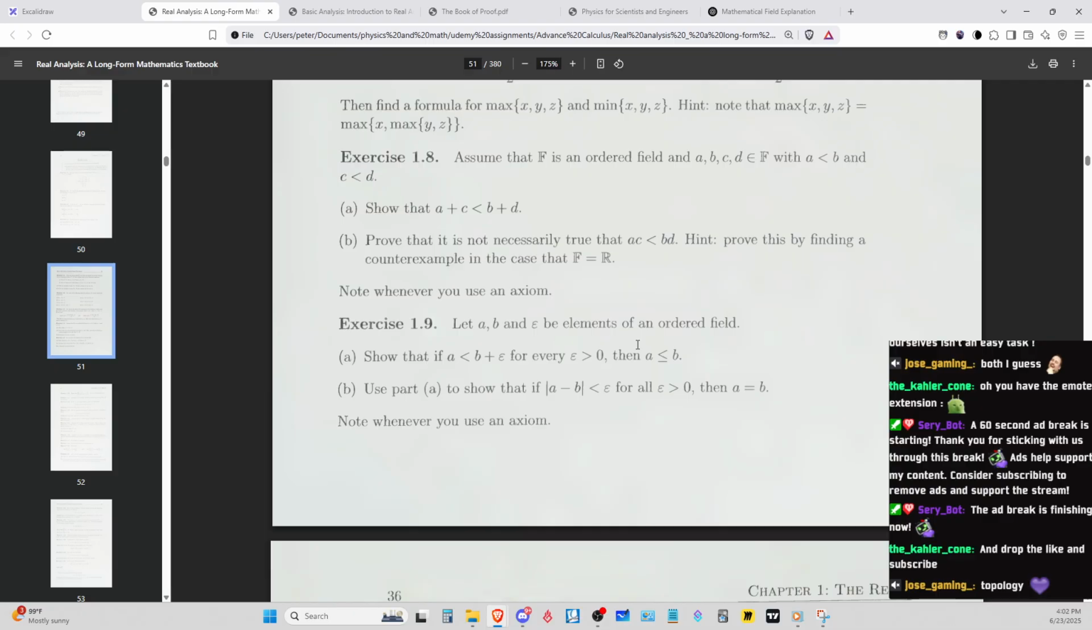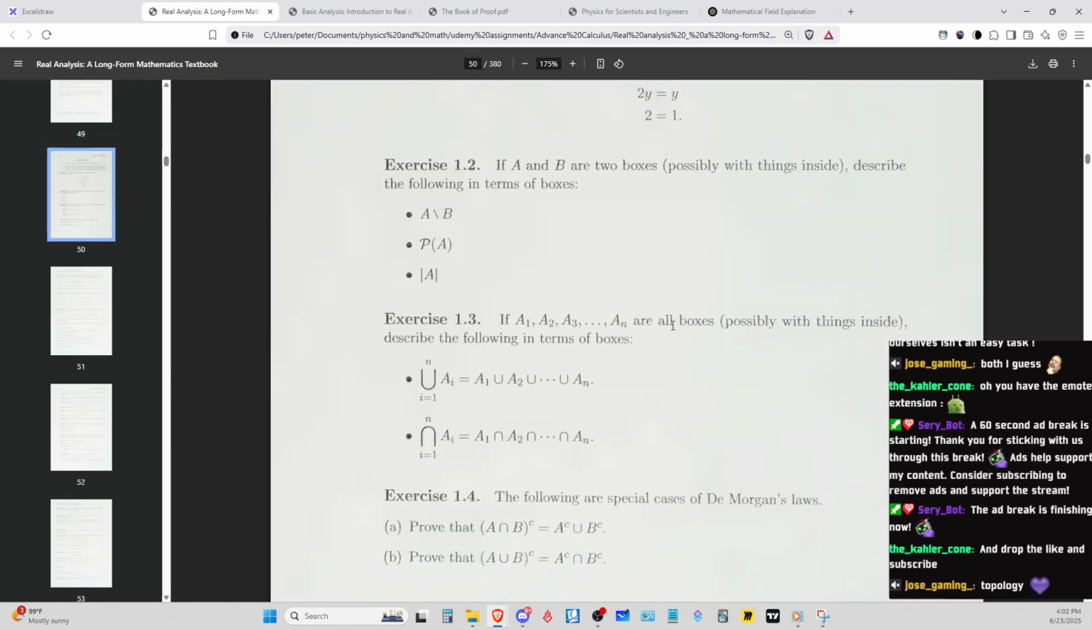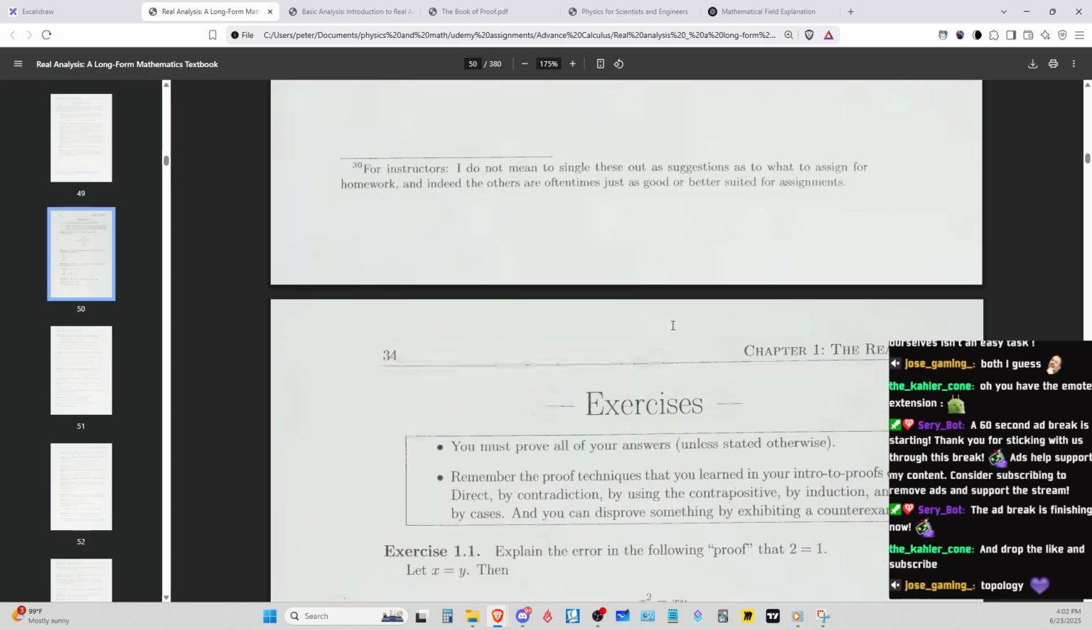Part B. Use part A to show that if the absolute value of A minus B is less than epsilon for all epsilon greater than 0, then A is equal to B. Okay. Those are some of the sneak peeks of what we're probably going to work with.